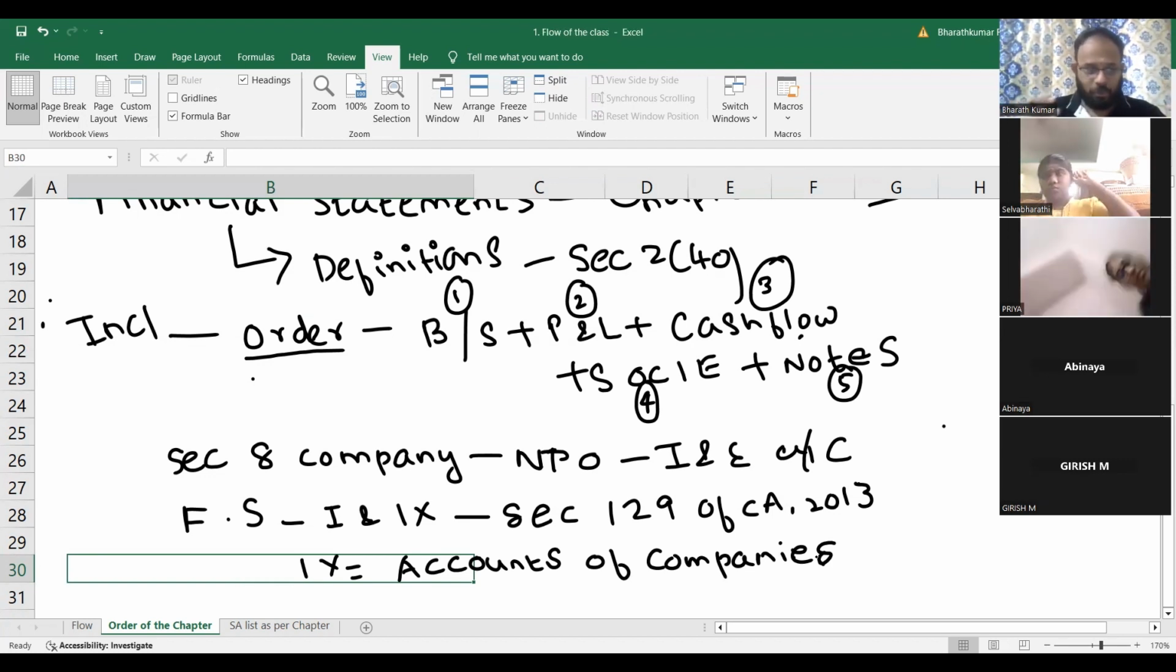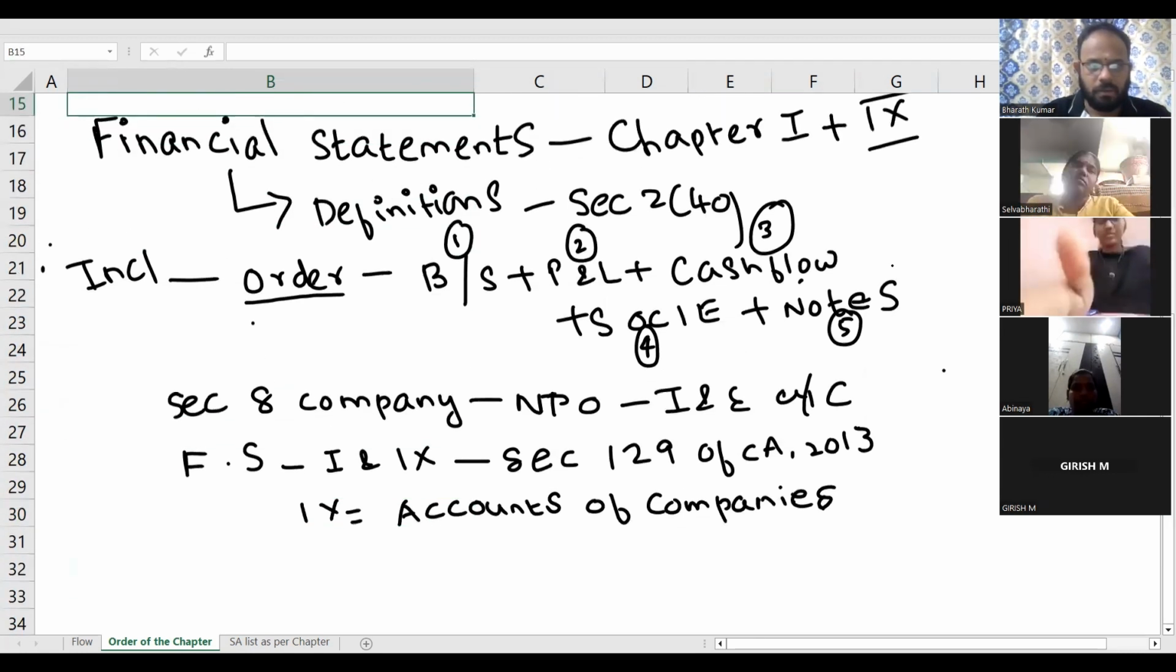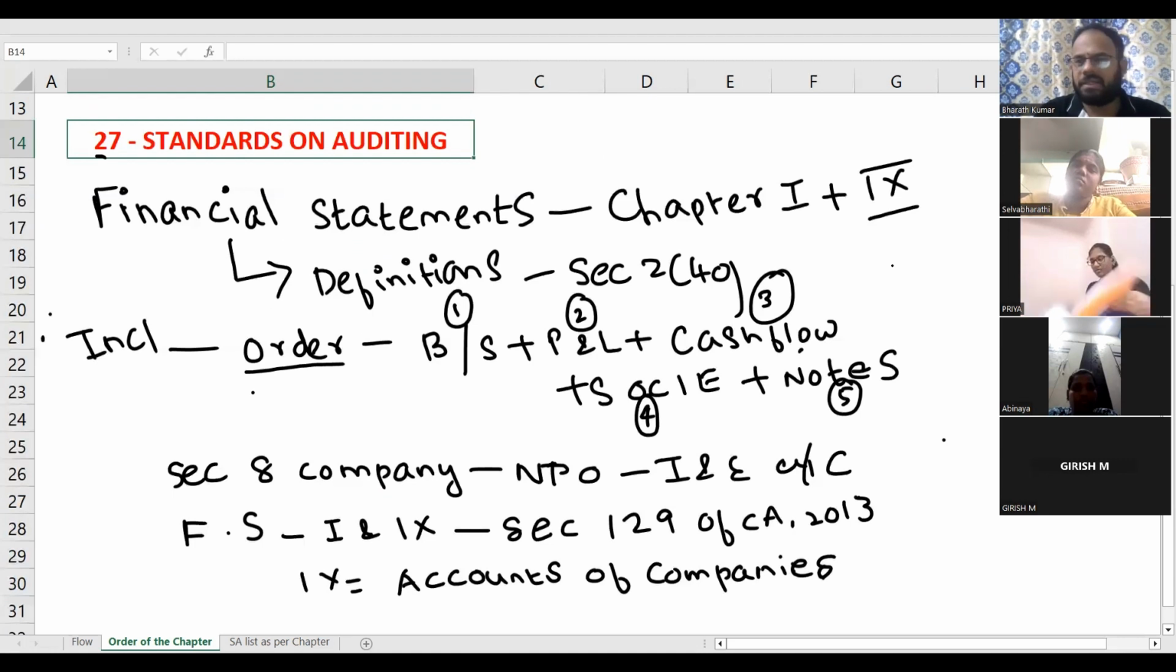Absolutely clear. Any doubt you can ask. If no doubt, we can directly start writing this. Can you please write this? Write the heading financial. I have still not started with the definition of auditing also. Can you please write this?